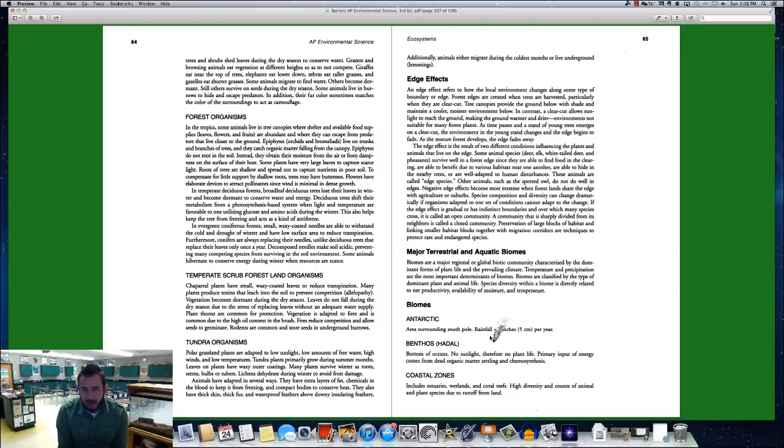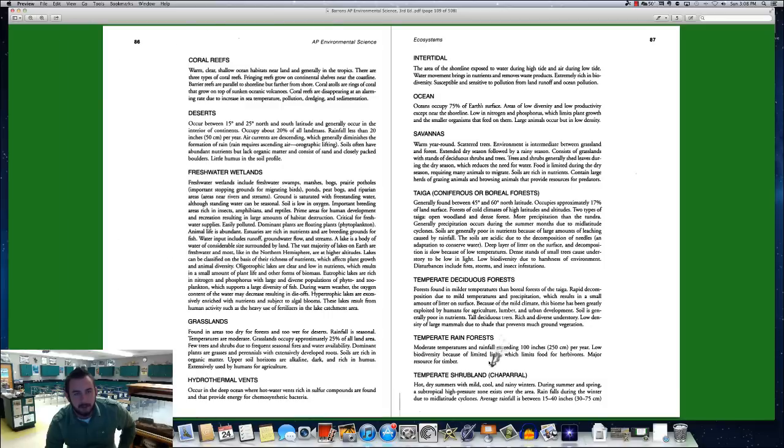The benthos is the bottom of the ocean, also called the Hadal. No sunlight, therefore no plant life. Primary energy resource comes from dead organisms floating all the way to the bottom, or chemosynthesis. Coastal zones, also in oceans, including estuaries, wetlands, and coral reefs. High diversity of species and plants due to runoff from land. Coral reefs: warm, clear, shallow ocean habitats near land, generally in the tropics.